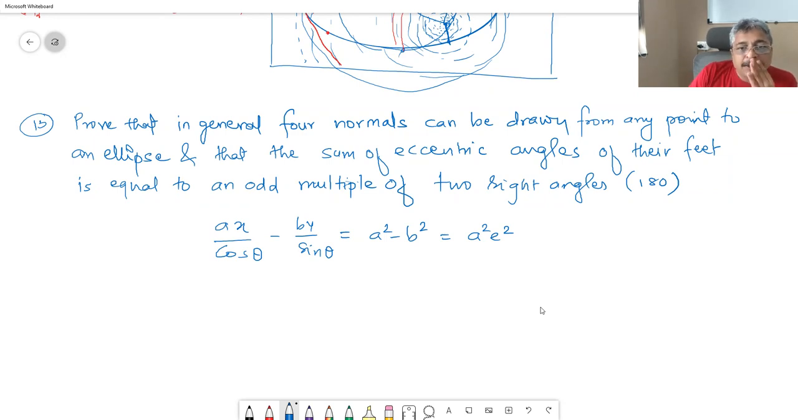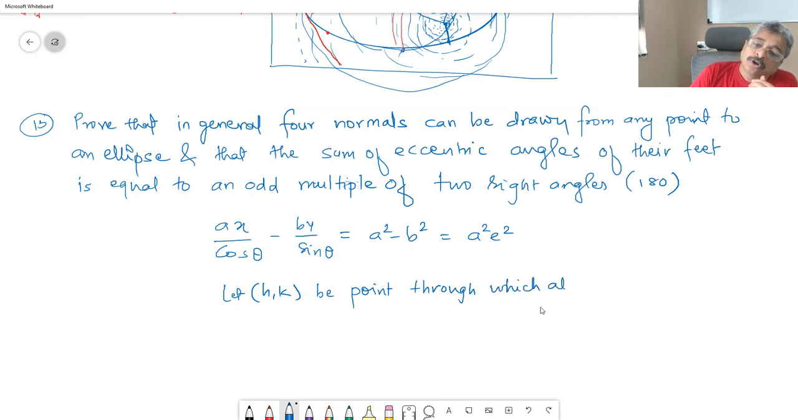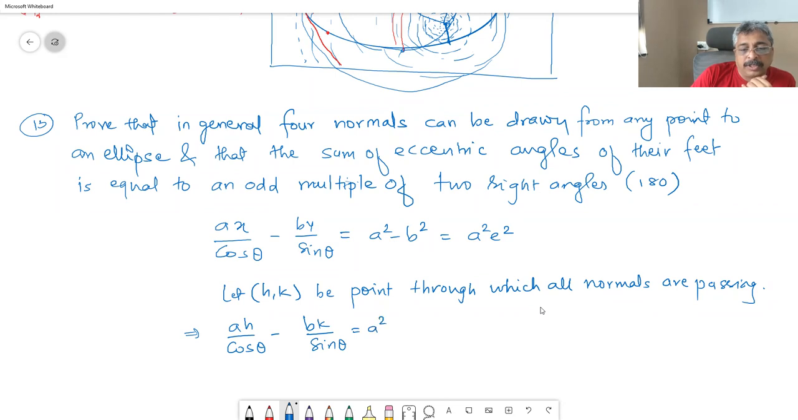And all these four lines are passing through, say, h comma k. Let h comma k be the point through which all normals are possible. So they are conormal points. These feet will be conormal points. All of them are concurrent. All normals are concurrent at h comma k, and therefore ah upon cos theta minus bk upon sin theta is equal to a square e square is our equation.